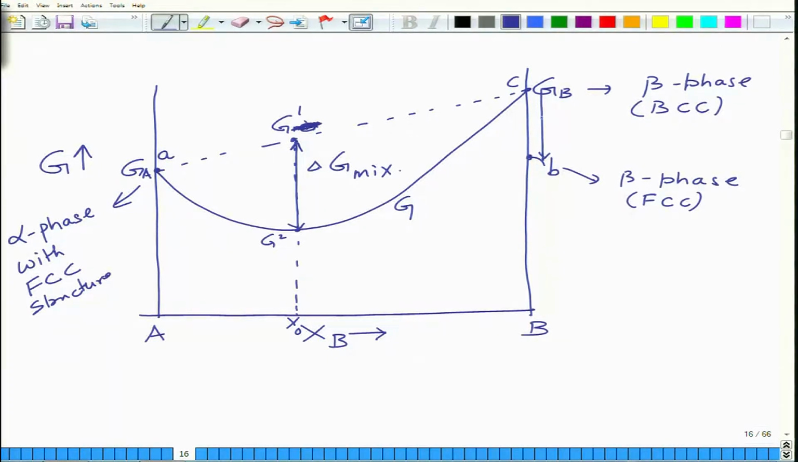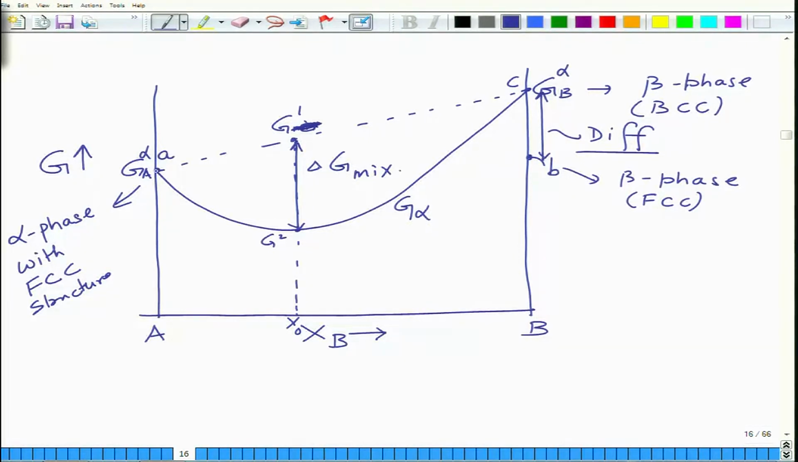and this is the difference between the two phases for beta. We need to draw in this case the free energy curves for both the phases. Sorry, this is the alpha phase. So, this is, let us say, G alpha. This is G A alpha, this is G B alpha, and this alpha phase we know is FCC structured.